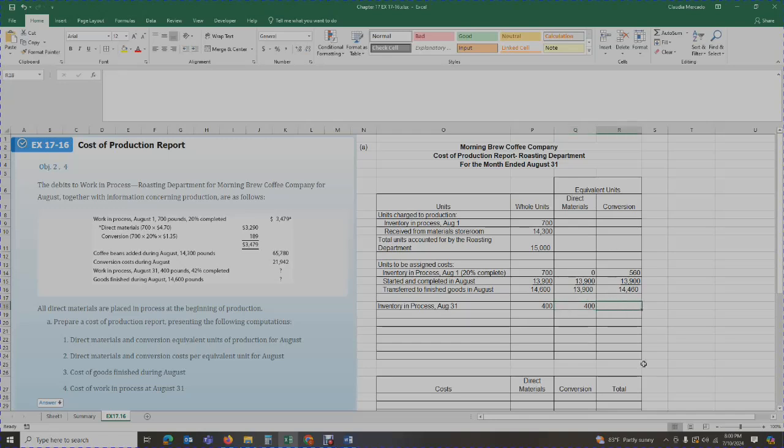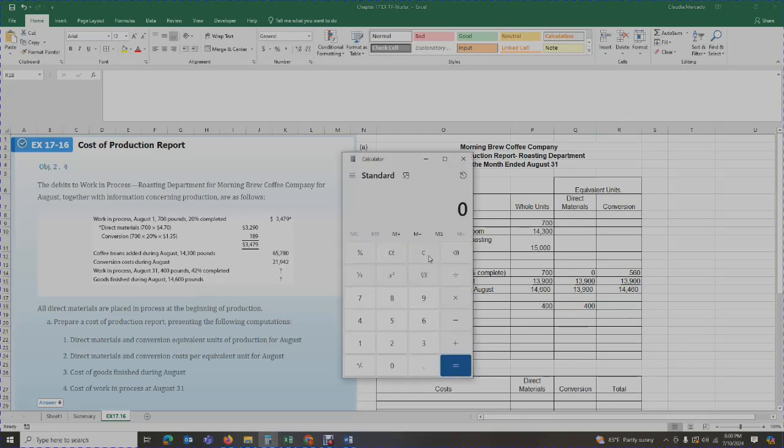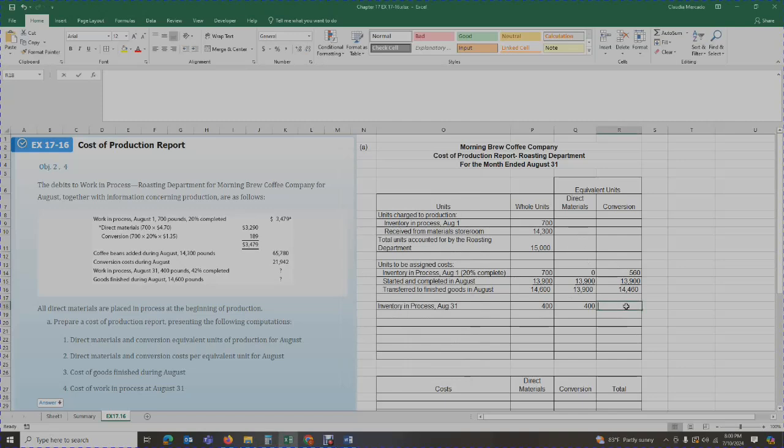Now for conversion costs, we are only going to do the percentage that was completed this month. The problem says it was 42% complete. So we have 400 pounds of those coffee beans at 42% complete. That means this month I'm going to charge 168 for my conversion. There we are. And I'm going to delete a couple of these. I don't need them.